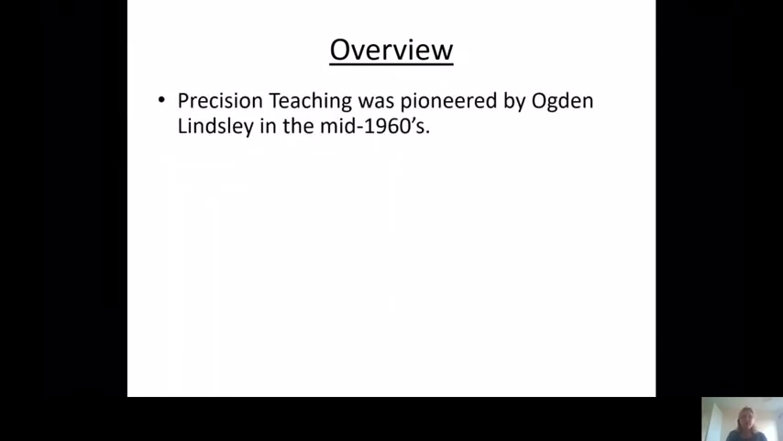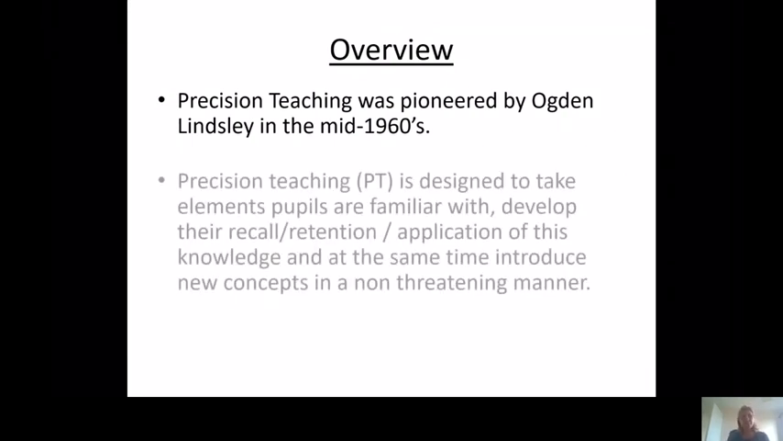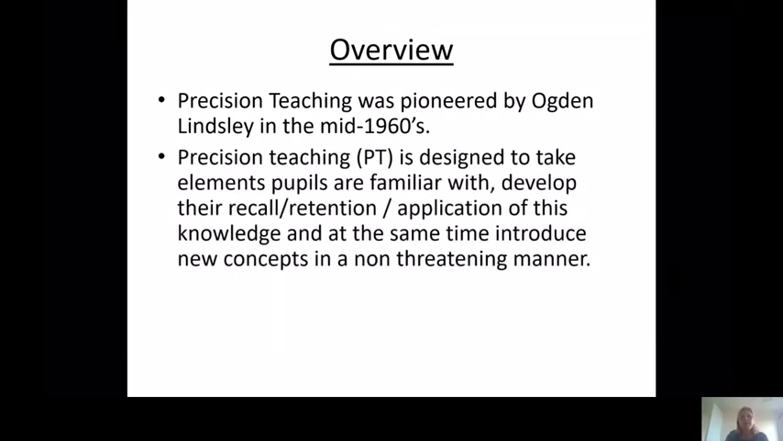So as an overview, Precision Teach was pioneered by Ogden Lindsay in the 1960s. Precision Teach is designed to take elements pupils are familiar with, develop their recall, retention, and application of this knowledge, and at the same time introduce new concepts. So we're looking at starting with skills they already have, or knowledge they already have, and then slowly introduce new elements of it.